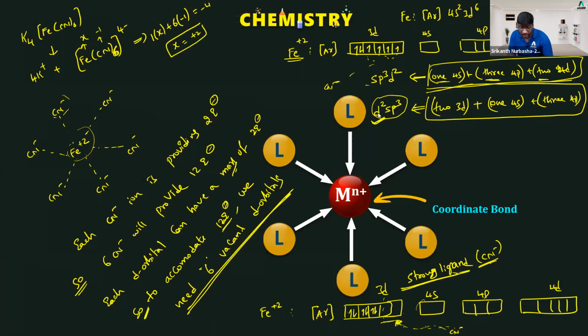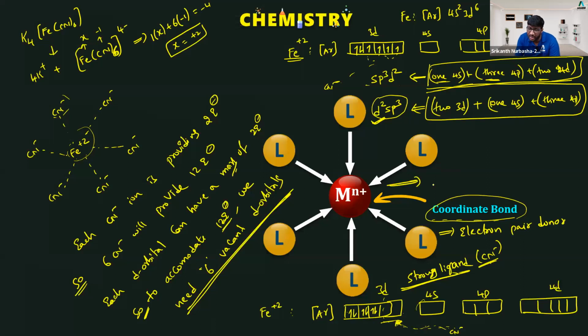Okay, fine, students. This is your simple analysis of how the metal ion is going to form a coordinate bond with the ligand to form the respective complex. So the ligand will form the coordinate bond with the metal ion. In the process of coordinate bond formation, the ligand is providing two electrons. So which is the electron pair donor? The ligand, right? The electron pair donor is the ligand.